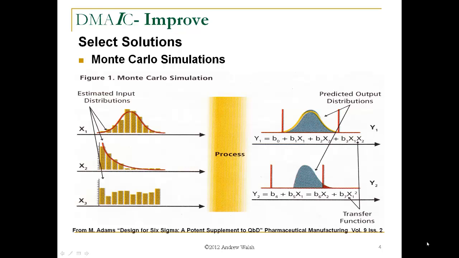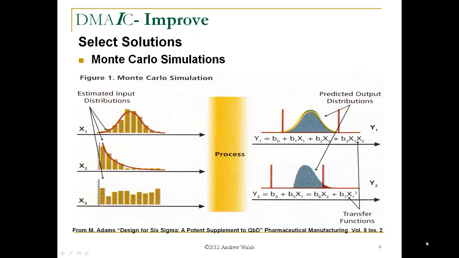Now here we see a nice diagram courtesy of Mr. Adams from his article, Design for Six Sigma, a Potent Supplement to Quality by Design in Pharmaceutical Manufacturing magazine. On the left we see inputs X1, X2, and X3 going into a process, and then two Y outputs on the right. The variability of the X1 input is following a normal distribution. X2 looks like an exponential distribution, and then X3, input 3, is following a uniform distribution.